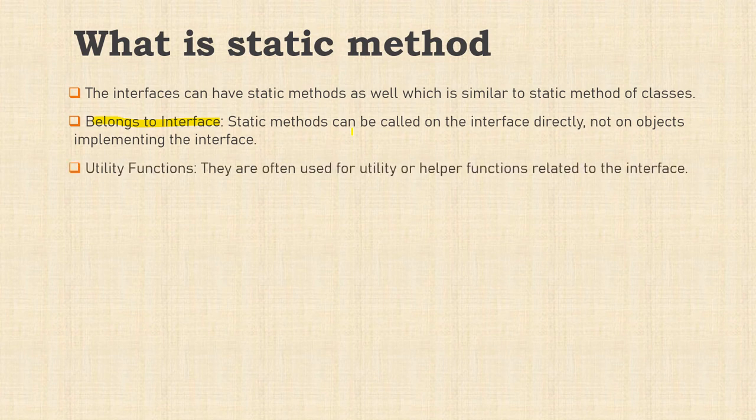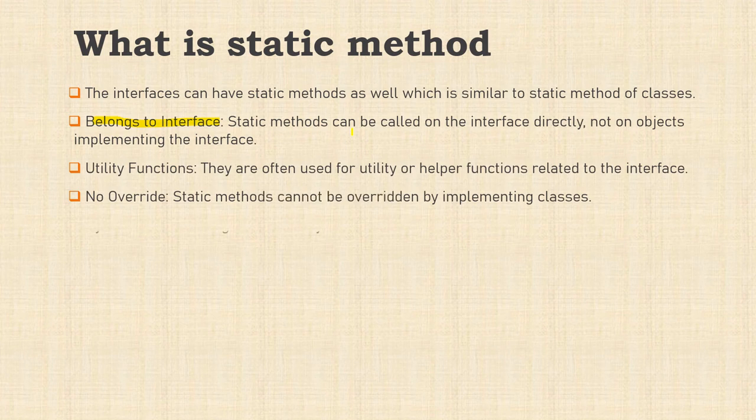Utility function: they are often used as utility or helper functions related to the interface. Non-override: a static method can't be overridden by implementing classes. Okay, it's the same feature as before Java 8, so a static method we can't override in Java 8 also.